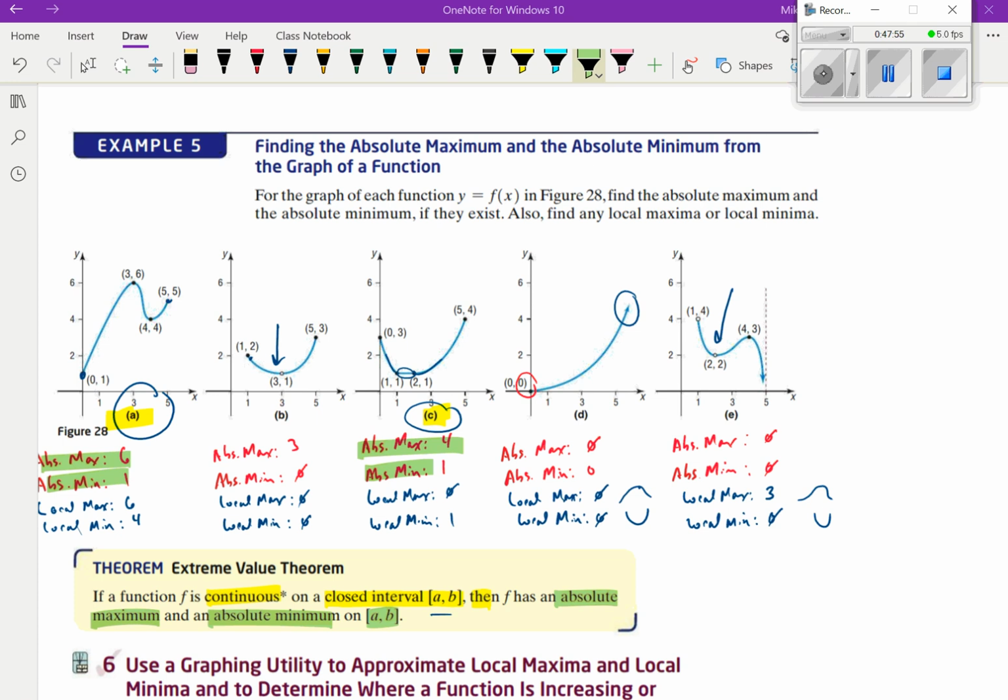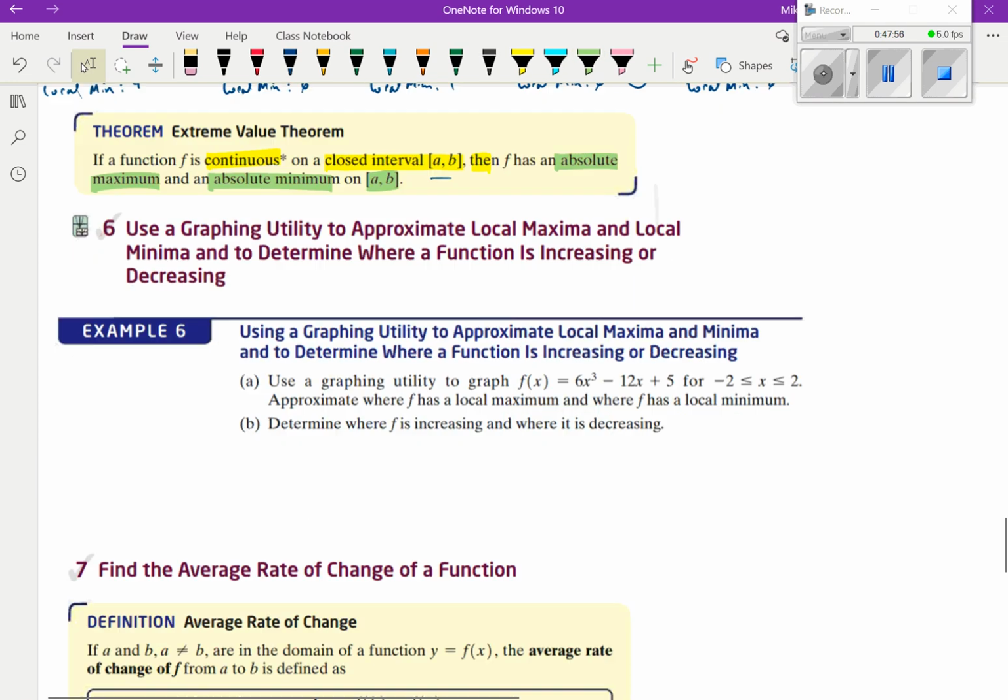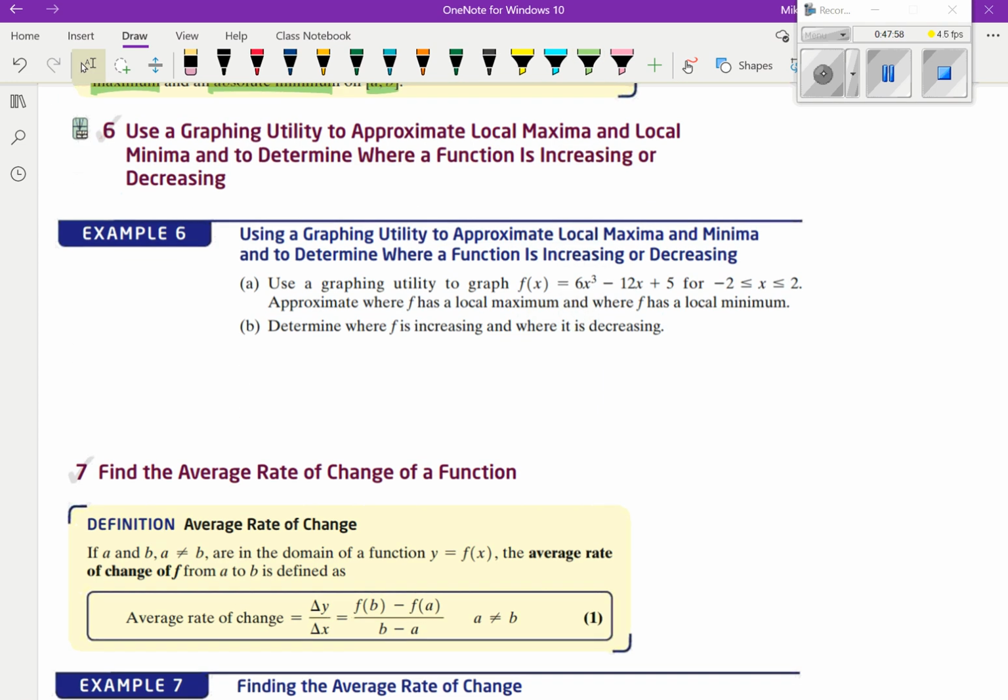So as our next example shows us, on objective number 6 here, use a graphing utility to approximate local max and local min and to determine where a function is increasing and decreasing. So what we want to do is take a look at example 6a. On example 6a, we have the function 6x cubed minus 12x plus 5, and we're going to only be between -2 and +2.